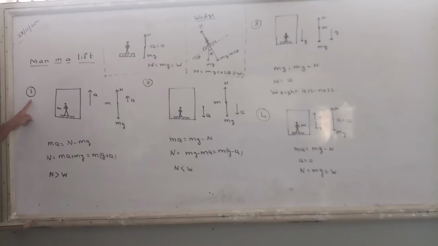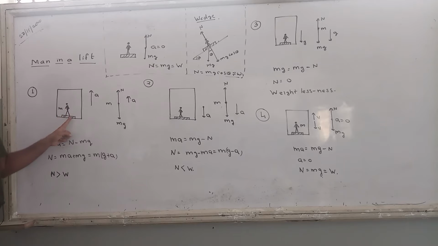Case number 1, this is the man, this is the weighing machine. The weighing machine is kept in an elevator. The mass of the man is m and the elevator is moving up with an acceleration a. So if the elevator is moving up, the man is also moving up with an acceleration a.